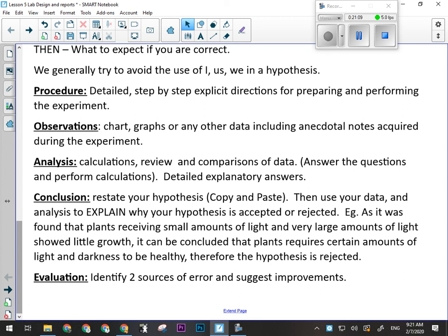All right, so you've identified what could have caused some errors and some ways to fix it. All right, does that make sense to everybody? Okay, cool.